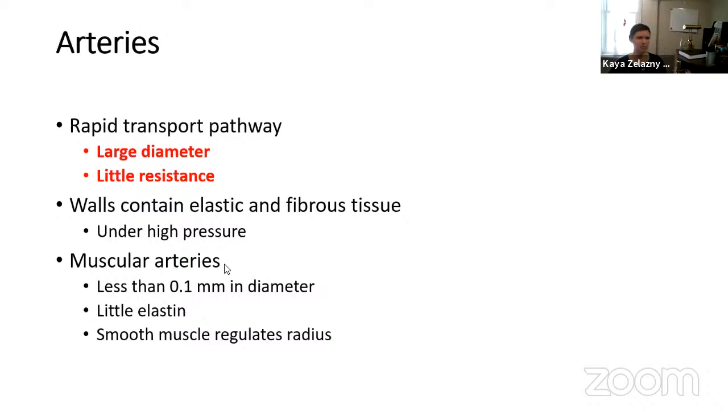So in the muscular arteries is really where we start to see this active regulation of the size of the blood vessel. You can see that these muscular arteries are the really small ones.